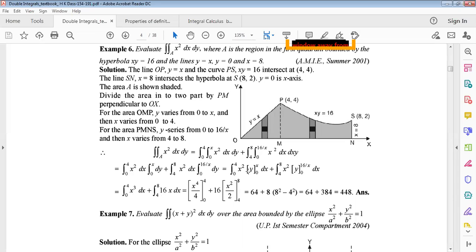Now this gives only x minus 0, after putting the upper limit and lower limit. That means x, and x square becomes x cube. Now after putting the upper limit, 16 by x minus 0, that means 16 by x, and x square into 16 by x is 16x. Now taking integration with respect to x for both portions. The first portion will give x to the 4 by 4, and the second portion, integrating with respect to x, gives x square by 2. This is the whole area.